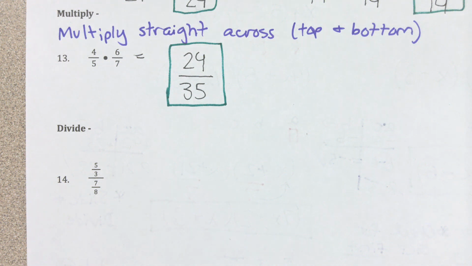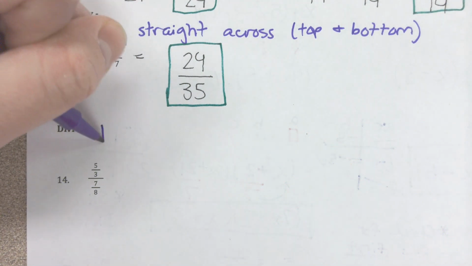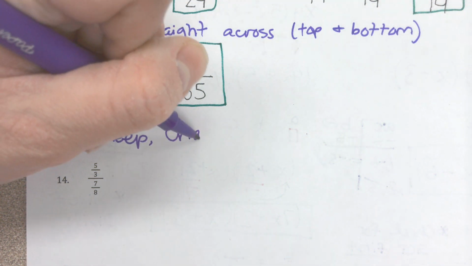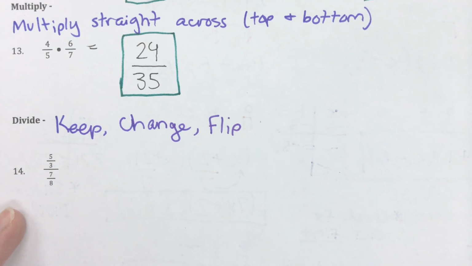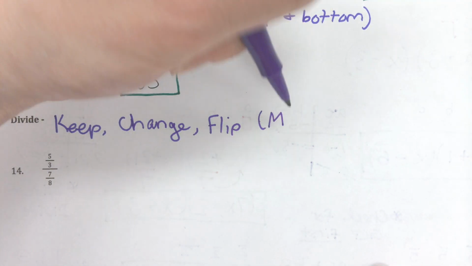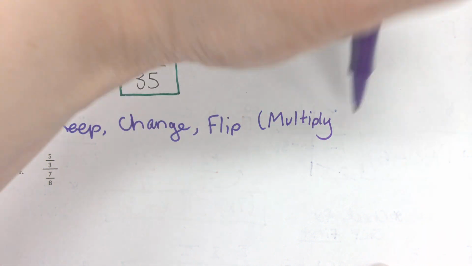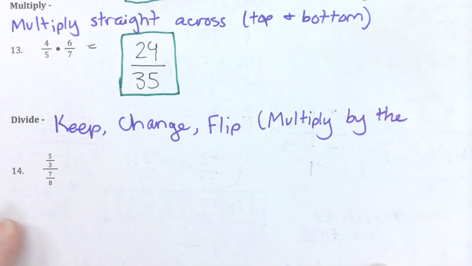Last one, division. We actually did a little bit of this in the last unit, so hopefully you remember the rule for this. How do you divide fractions? You can explain it one of two ways. Keep, change, flip, yeah. That's how I like to say it. Some of you prefer multiply by the reciprocal. Those both work. But I like to say keep, change, flip.